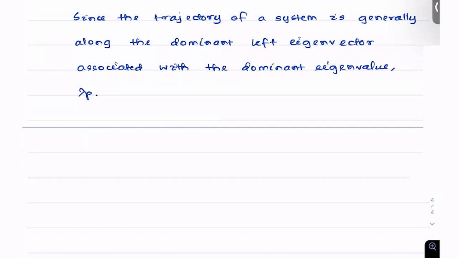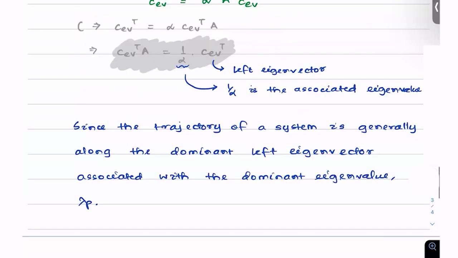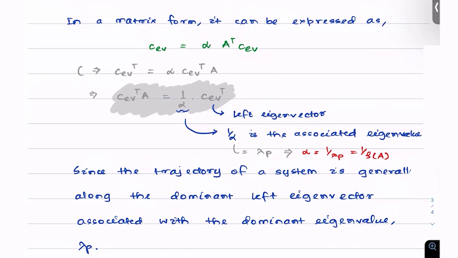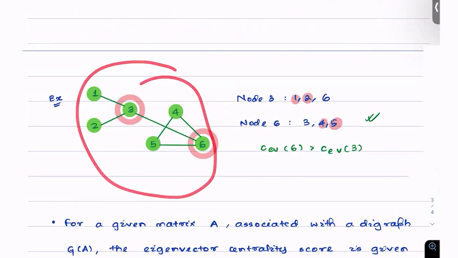Meaning the 1 by alpha that we have here must be equal to lambda p, meaning alpha is equal to 1 by lambda p. Now, lambda p is nothing but the spectral radius in the case of non-negative matrices. So we write here that alpha is equal to 1 by rho of A, which is the spectral radius.